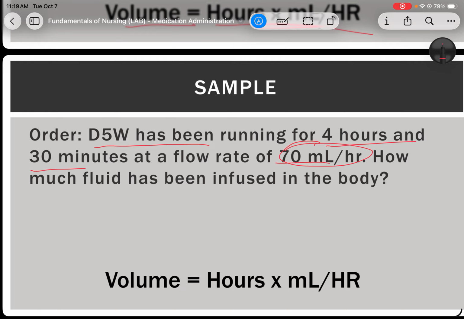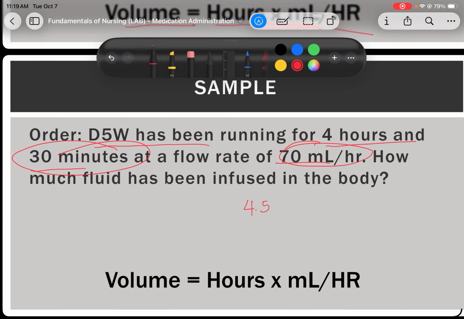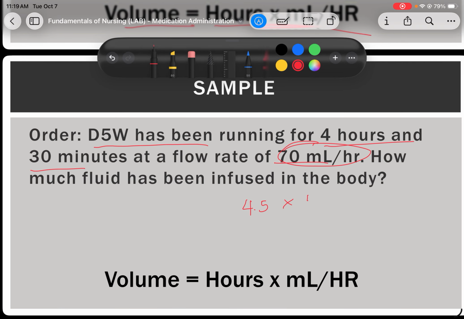So, now I will answer, class. Okay? The number of hours is 4.5 because you cannot put 4.30. 4.5 because 30 minutes is 1/2 of 1 hour. Okay? 4.5 times 70 ml per hour.